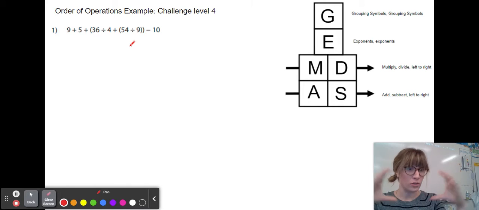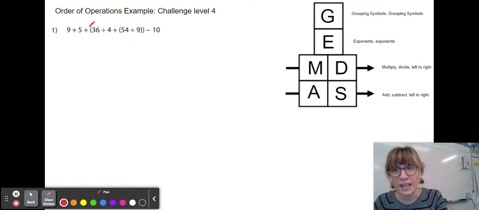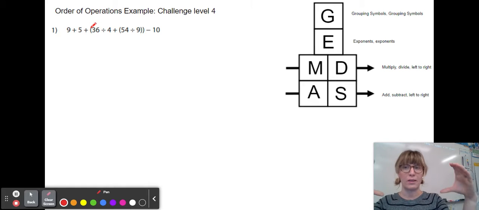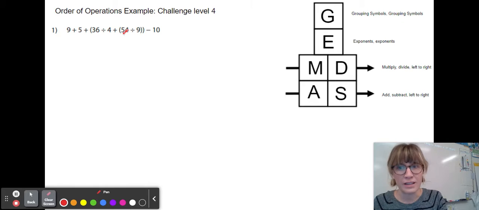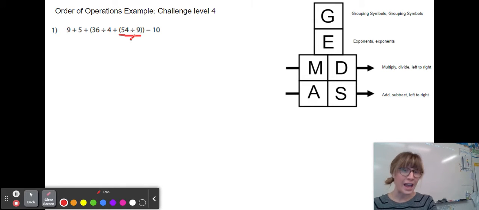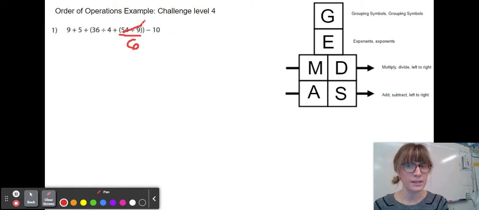So you're going to go to the most specific pair of grouping symbols, right? Or the most specific ones that there are. So yes, we have these grouping symbols holding in the 36 divided by 4 plus, but what is inside of this 54 divided by 9 inside of these parentheses is where we'll start. So grouping symbols, grouping symbols. Let's go here first. So 54 divided by 9 is 6.